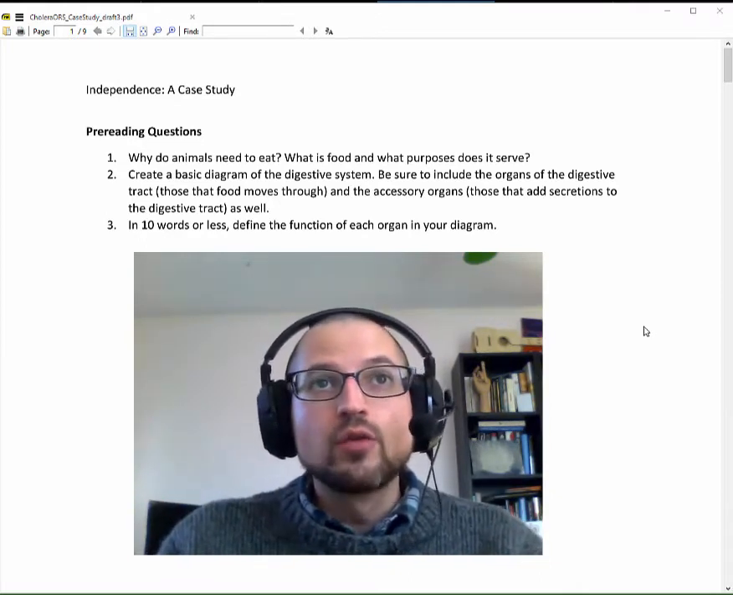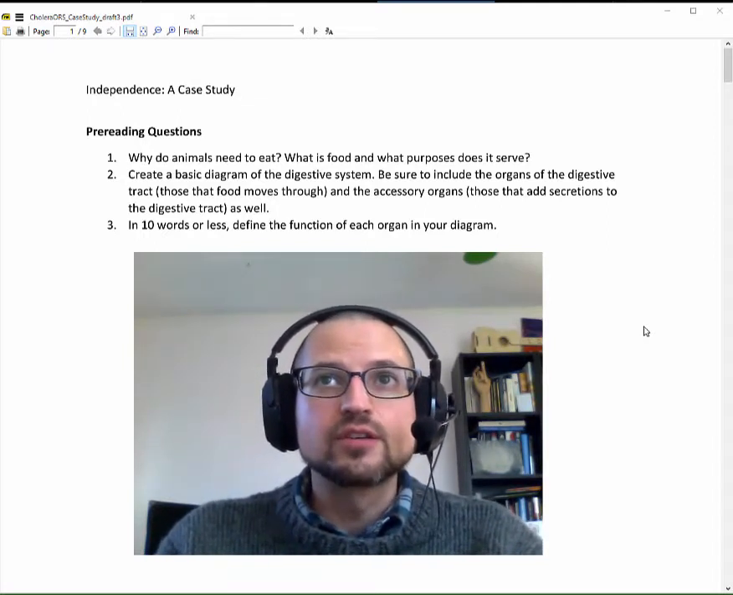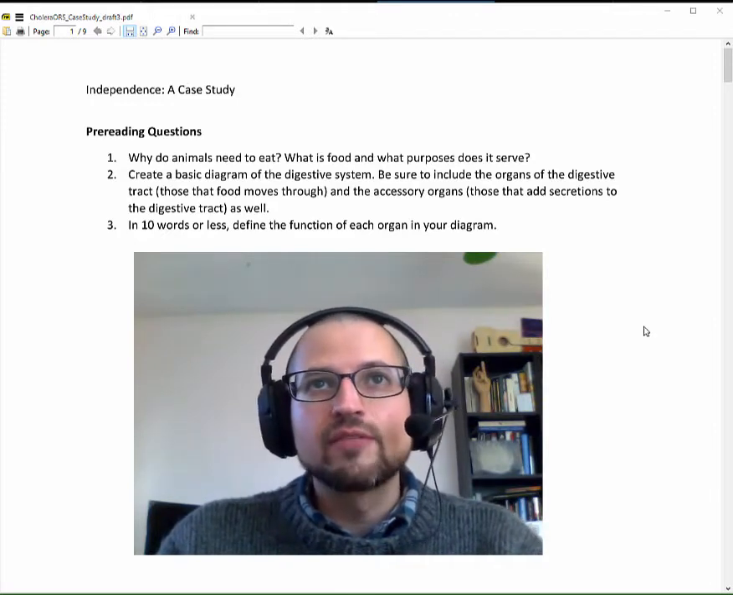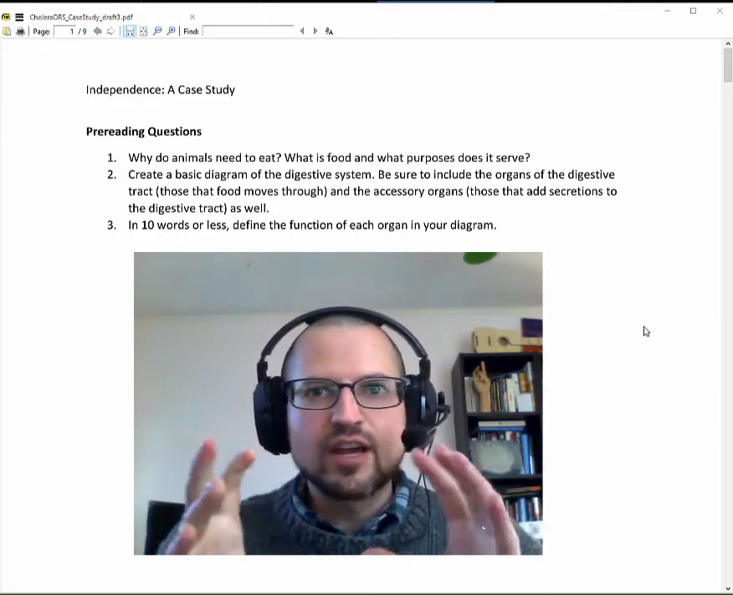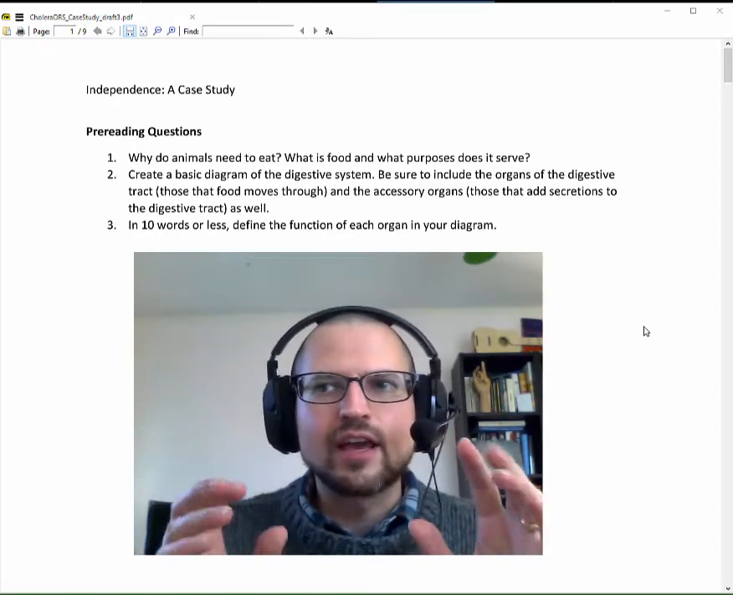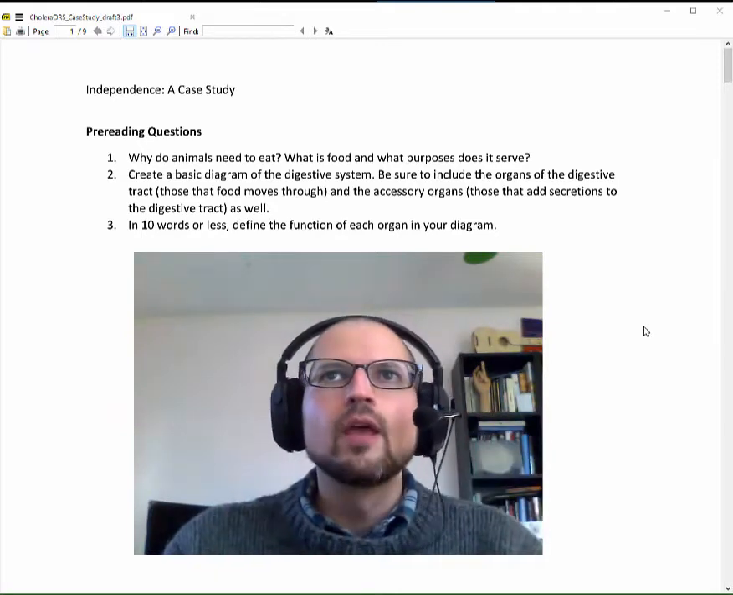The first question is, why do animals need to eat? What actually is food, and what purposes does it serve? Second question is for you to create a basic diagram of the digestive system. So this doesn't have to actually look like the digestive system. You could use circles and squares and things like that. You're just kind of showing where the food goes and what's a part of this system.